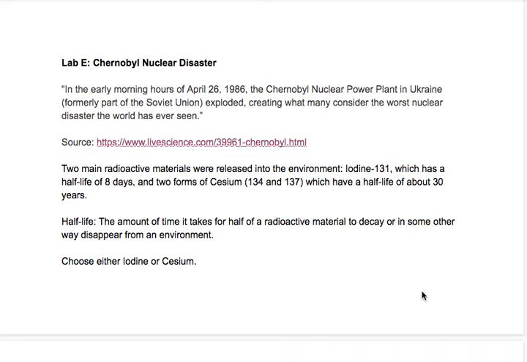And now to Lab E. Lab E was Chernobyl. This is real, which is why I gave you the link to the article. And there were 2 main radioactive elements that were released into that environment. So iodine-131 has a half-life of 8 days. That means that half the iodine will sort of dissolve into the atmosphere or decay every 8 days. And then the cesiums have half-lives of 30 years. So that means it takes a 30-year time period before half of the cesium has decayed off.